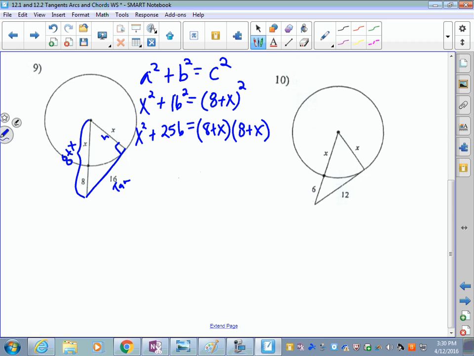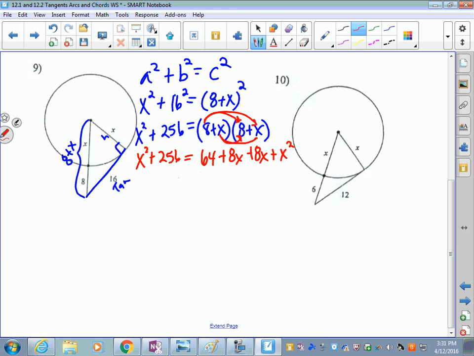Does anyone remember how to multiply a binomial? What are we going to do? Yeah, we're going to do FOIL. 8 times 8. You can do your distributive property. We're going to do each one. So 8 times 8 will give you 64. Then I'm going to do 8 times that x, so plus 8x. Then the next one, which is x times that 8. Again, it's 8x. Plus x times x, x squared. There we go. And we're going to simplify this.